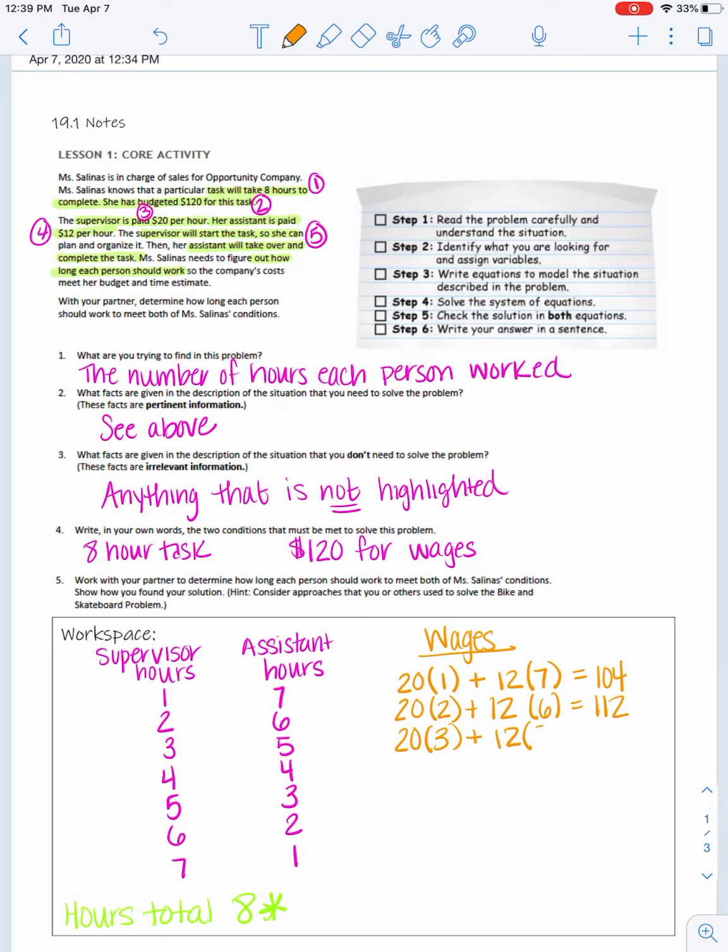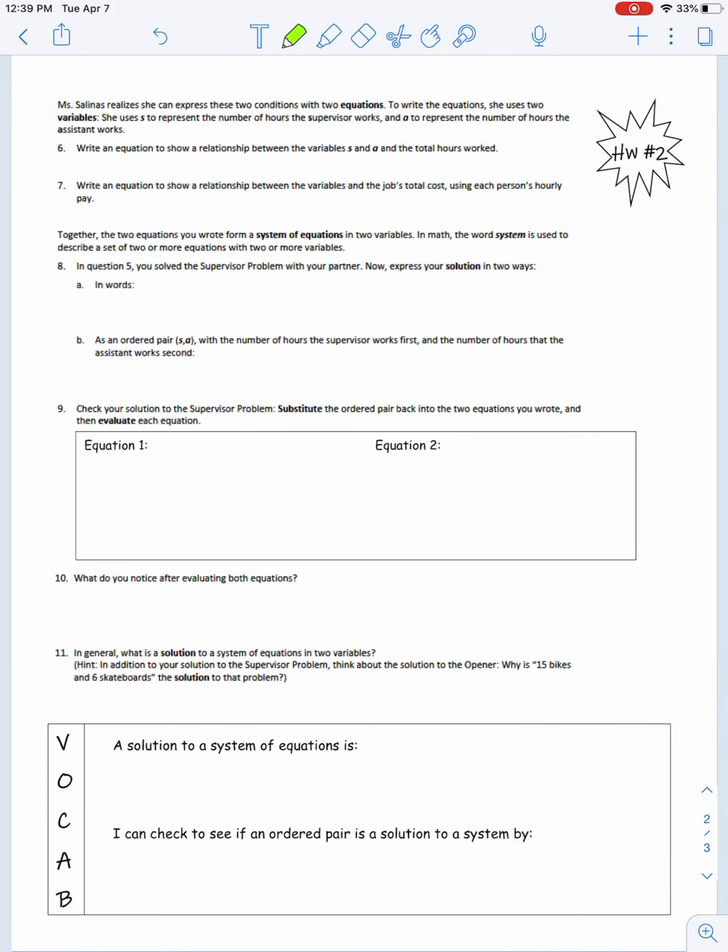And then 20 times 3 plus 12 times 5, and that gives me $120. So I can stop right there because that's what I'm looking for. I don't have to go any further in my list. I'm looking for total wages of $120, and that's where it is. It happens when the supervisor works 3 hours and the assistant works 5. Right, moving on.